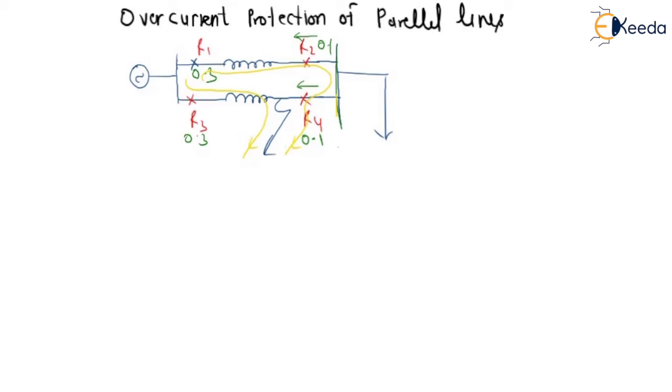So here R3 relay will operate, and if you see this line, R2 will not operate. So R1 and R4 are in this path, but R4 has a lower time multiplier setting than R1, so R4 will operate. So this line will be removed. So R3 and R4 will operate, and the line will be removed, and all the power will be flowing like this. All the power will be flowing through the upper line, and this line has been removed from the system.